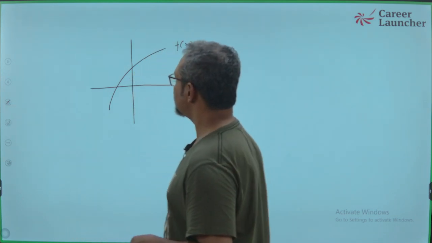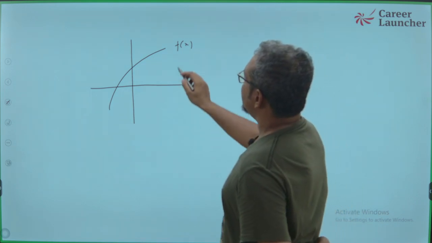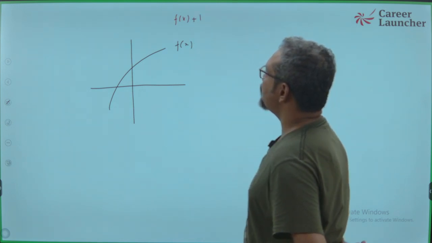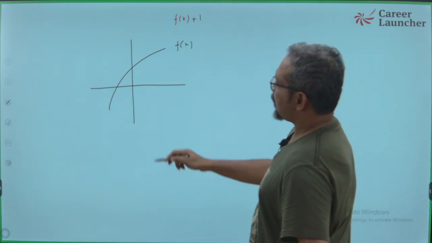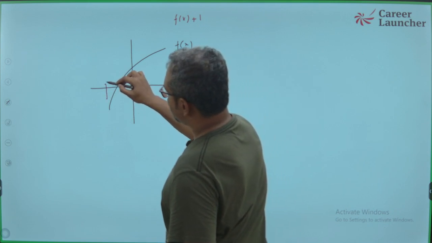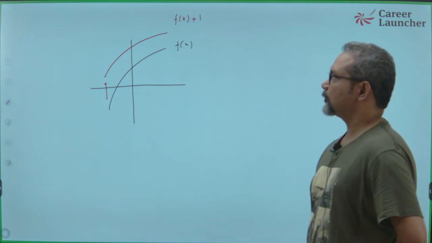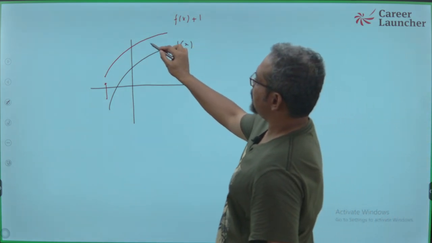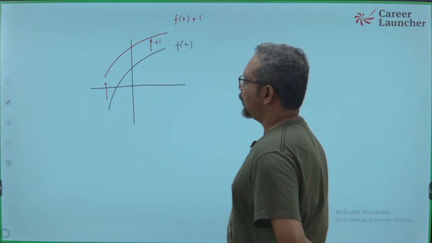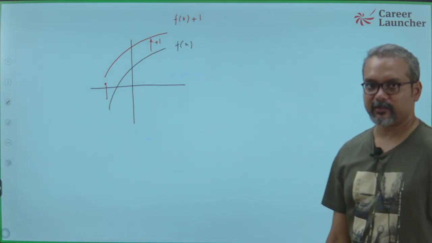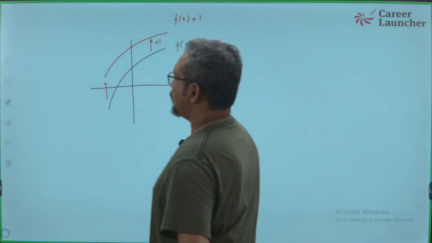Number one, if I want to find the graph of f(x) plus 1, meaning you are adding the 1 to the y itself, the graph is just going to shift up by 1 unit like this. And if I do minus 1, it's going to shift down by 1 unit.